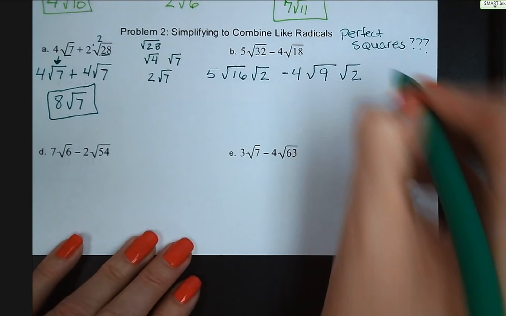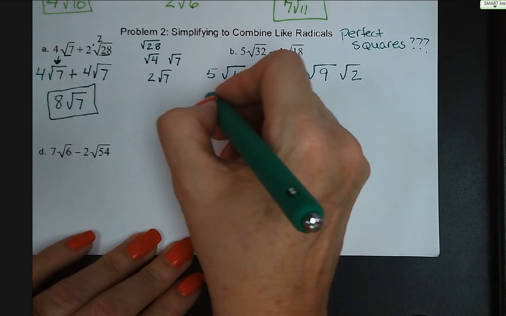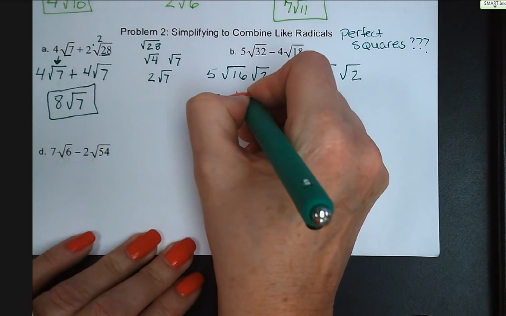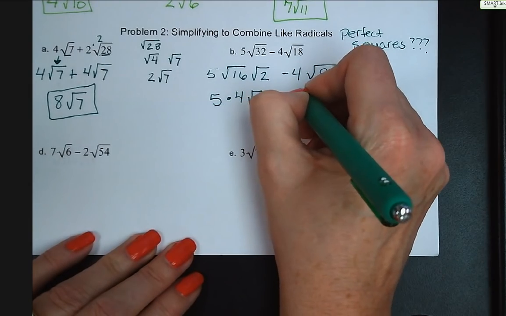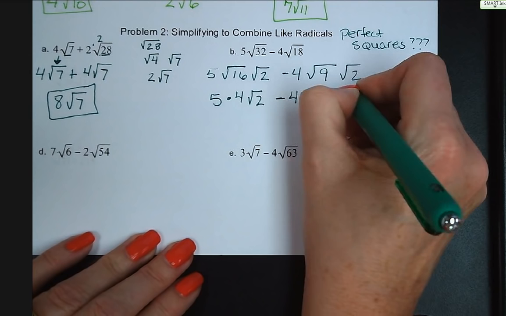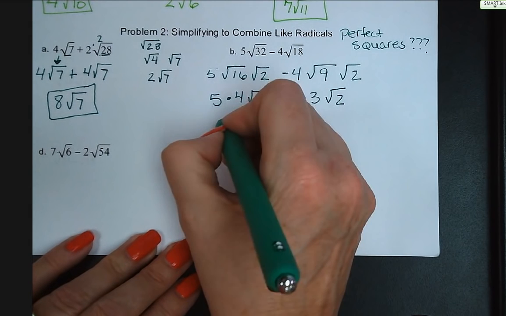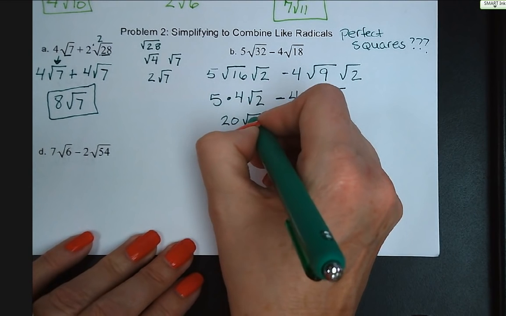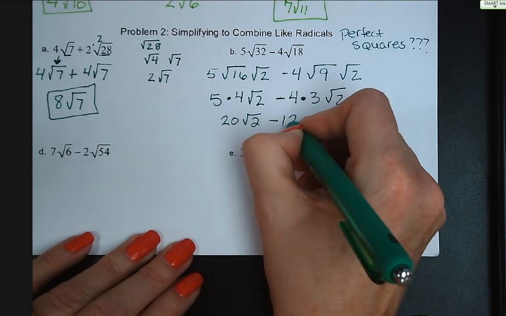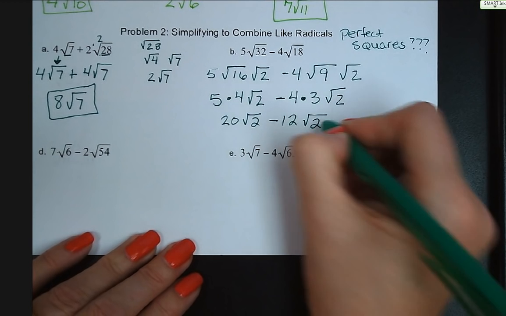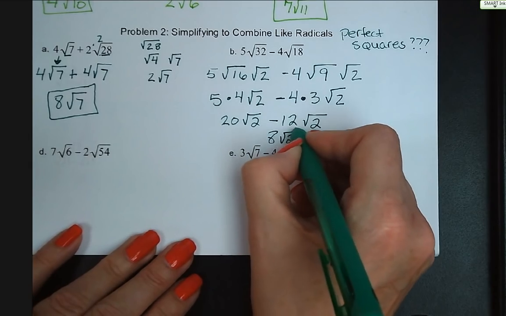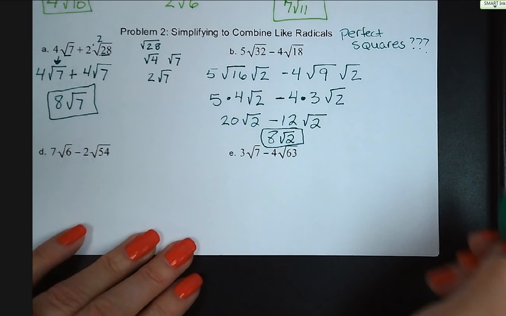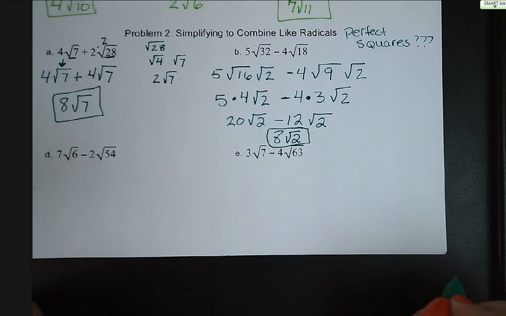Simplify the square roots that we have. Square root of 16 is 4. So we have 5 times 4, square root of 2. Minus 4 times square root of 9 is 3, square root of 2. 5 times 4 is 20. 4 times 3 is, sorry, 12. 20 minus 12 is 8, square root of 2. You might want to pause the video and watch that again.